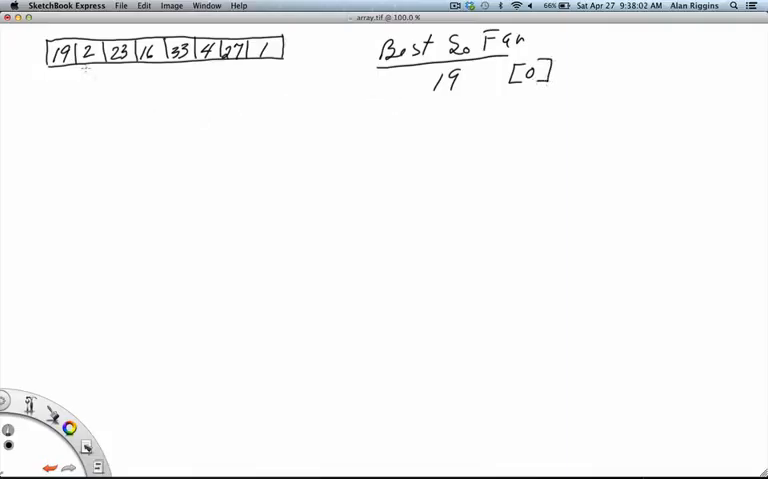Is the 2 any better? No. We're looking for, again, the largest element in the array. So the 2 is not larger than the 19. 23, oh, the 23 is larger. Okay, we've got a new best so far. We have the 23 at index 2, that one's better. 16, nope. 33, yes, the 33 is better. We have the 33 at index 0, 1, 2, 3, 4.